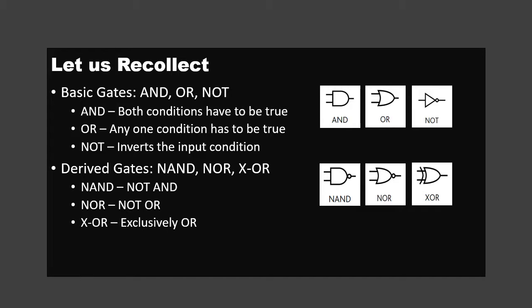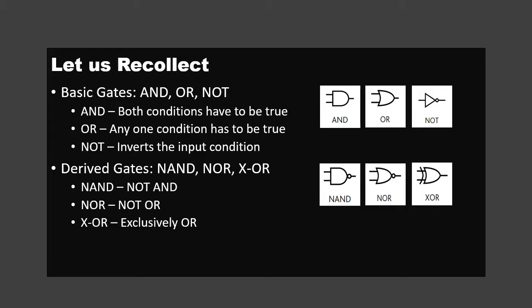The basic gates are the AND gate, OR gate, and NOT gate. The AND gate gives an output if both the input conditions are true. By true, we refer to 1 as the value. For the OR gate to have an output, any one of the input conditions has to be true. The NOT gate inverts the input condition so that the output is opposite of the input.